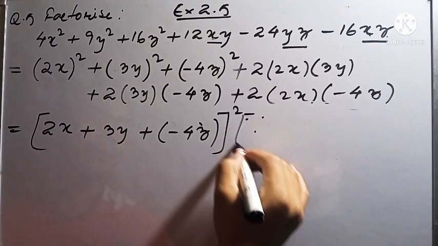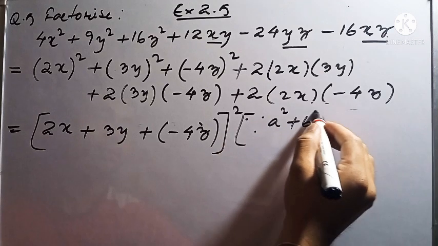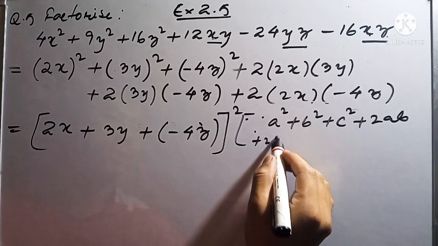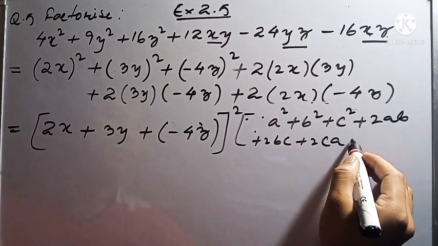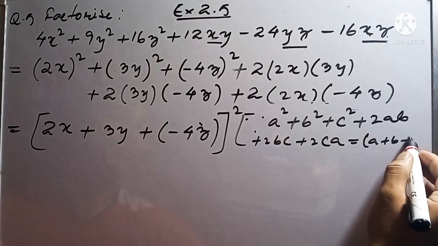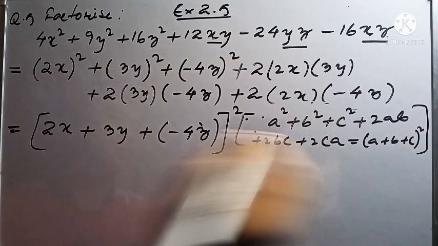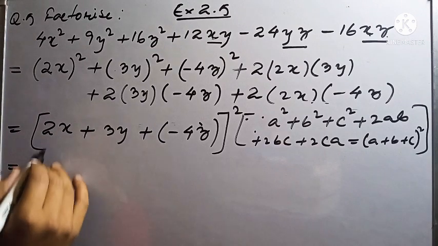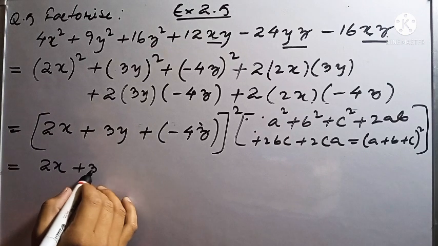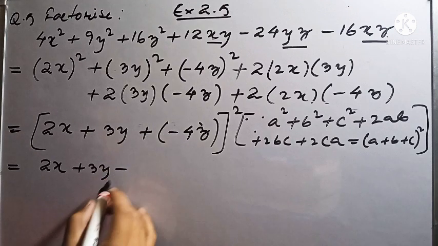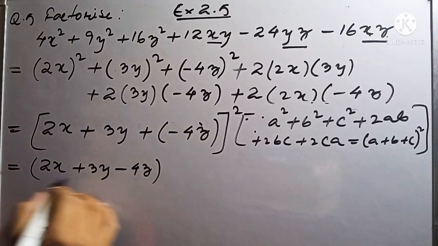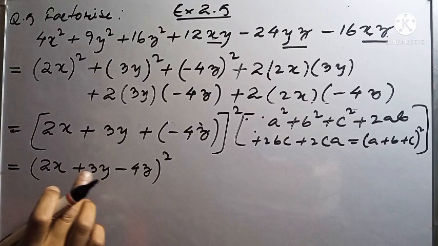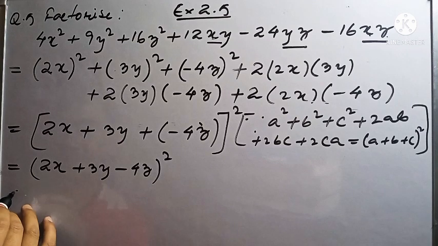What is the formula? a square plus b square plus c square plus twice ab plus twice bc plus twice ca is equal to a plus b plus c whole square. This is the formula that we have. We'll continue here now. Twice x plus thrice y minus 4z whole square. Whole square means you can write this same twice x plus thrice y minus 4z two times, like this.